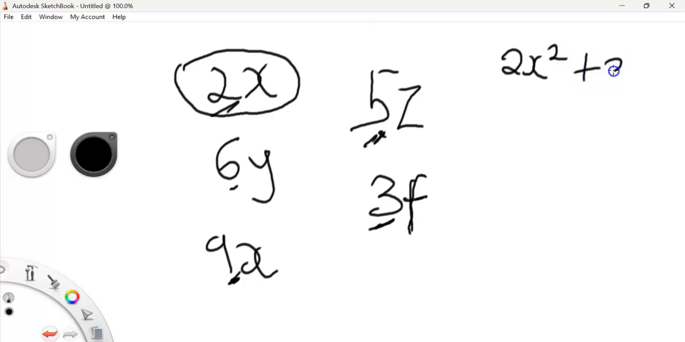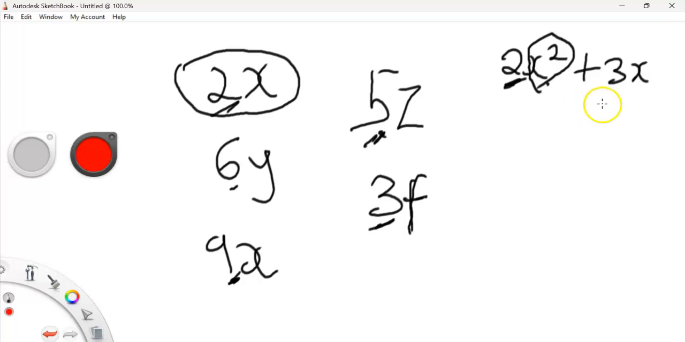Okay, so if you are given something like 2x squared plus 3x, and they ask what is the coefficient of x squared here? Because they mention x squared, what is associated with x squared as a numeric value is 2. So I don't want you to get confused. The coefficient of x squared is 2.